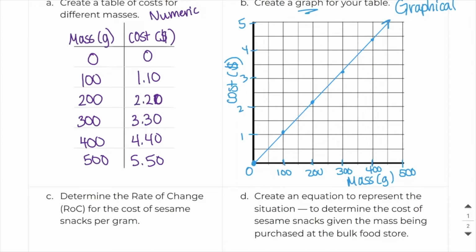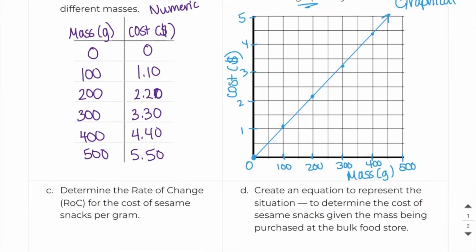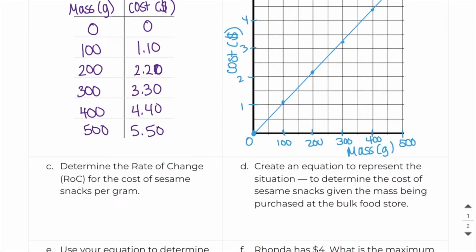Okay, notice how it starts at 0 and we have a constant rate of change because the steepness of our line is constant. Okay, all right, so now for part C, it says to determine the rate of change for the cost of sesame snacks per gram. We have a couple ways that we can do this, but regardless, whenever we find our rate of change, we always do rise over run.